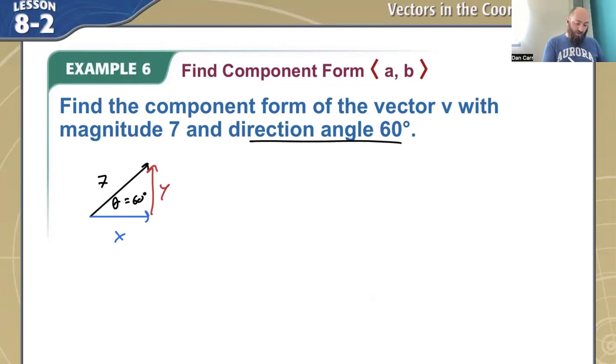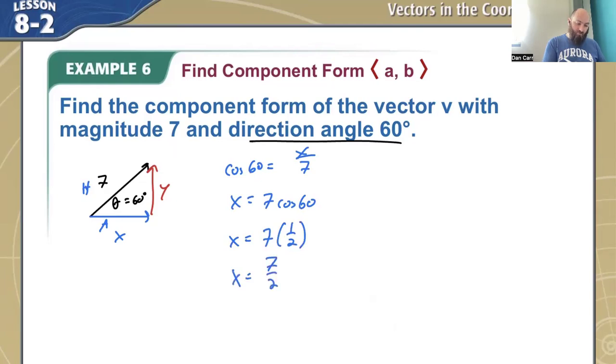Let's go with x first. X is going to be adjacent, and this is hypotenuse, so we're going to do cosine. The cosine of 60 is equal to x divided by 7. Multiply both sides by 7, so x is equal to 7 times the cosine of 60. If I plug that in the calculator, or if I remember my special right triangles with 30, 60, 90, this is actually going to be 7 times 1/2, or 7 halves.